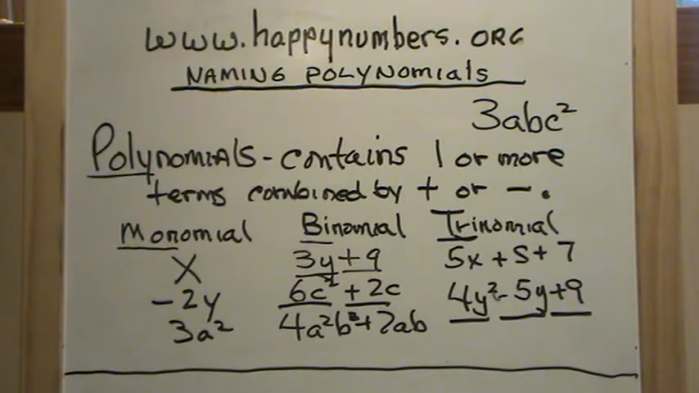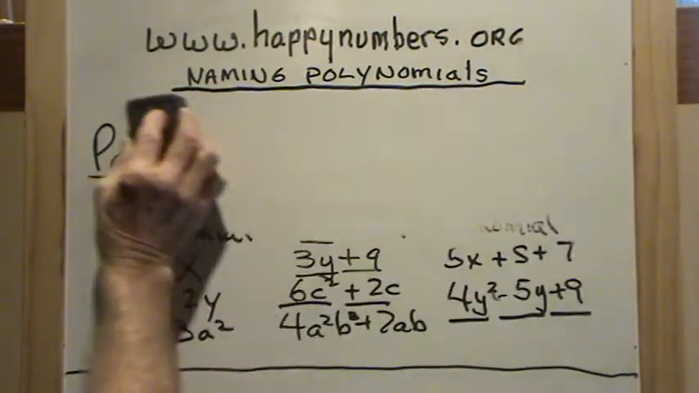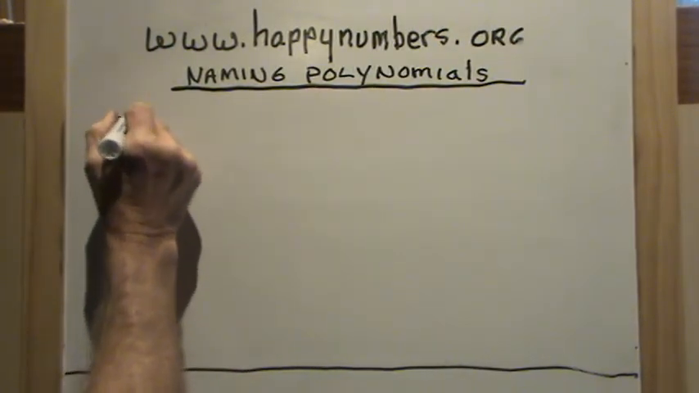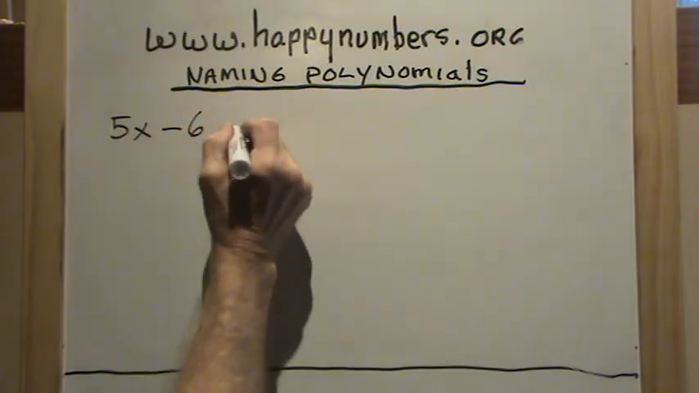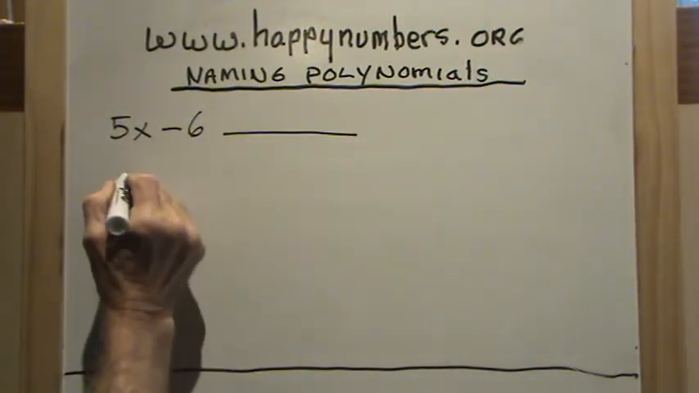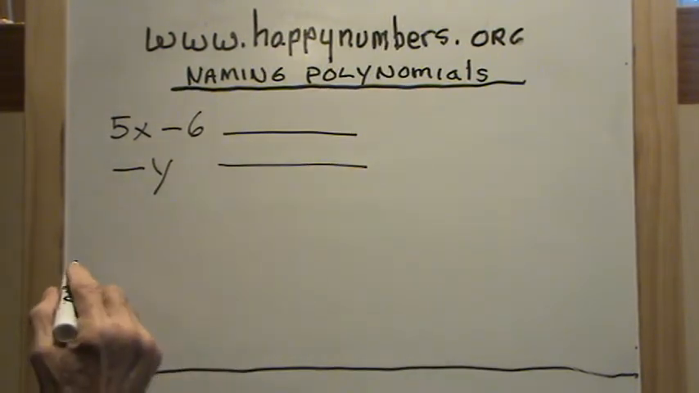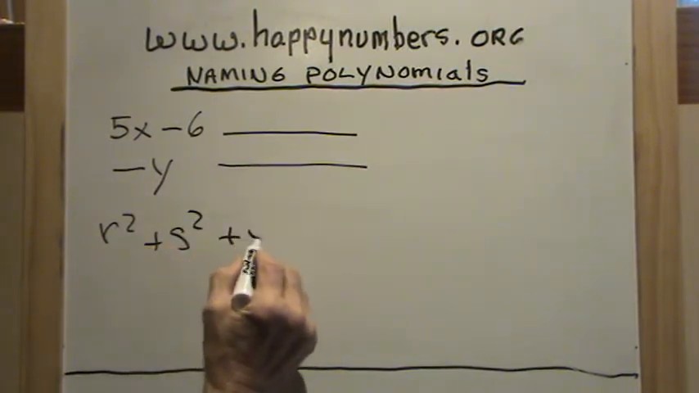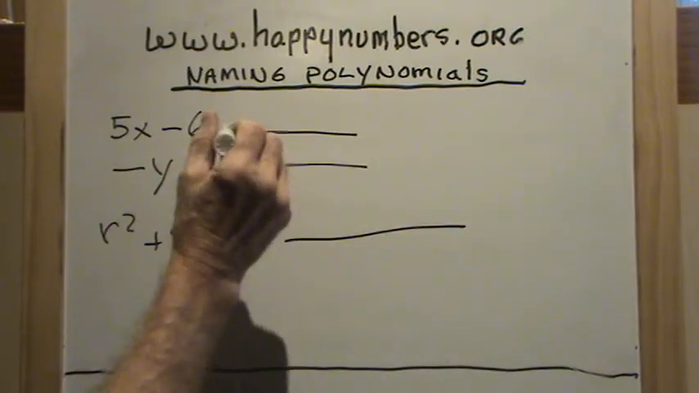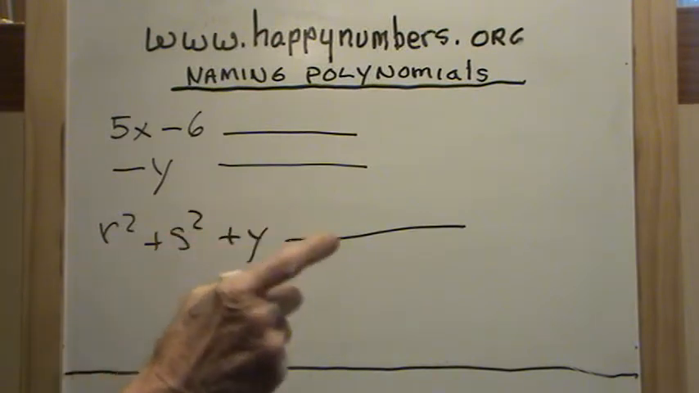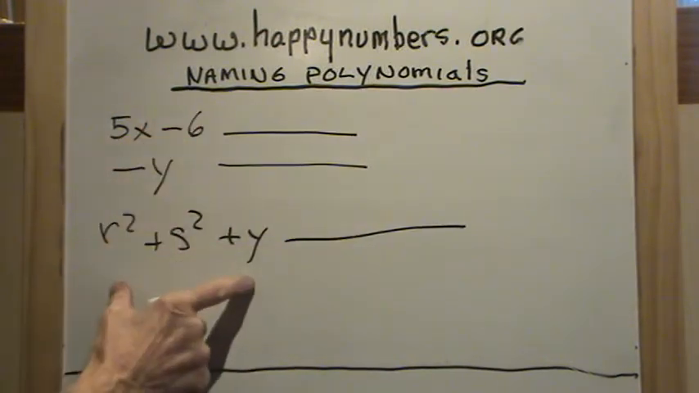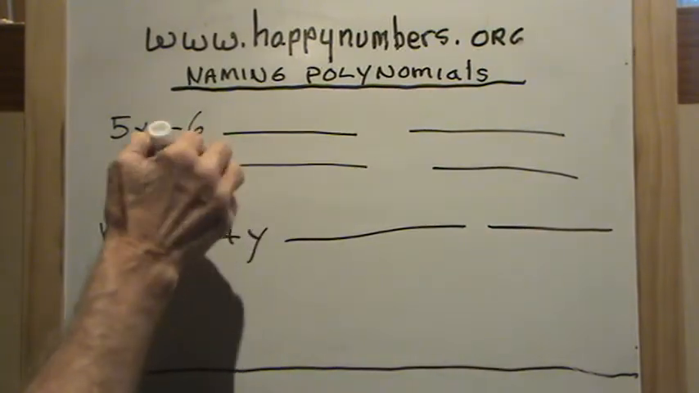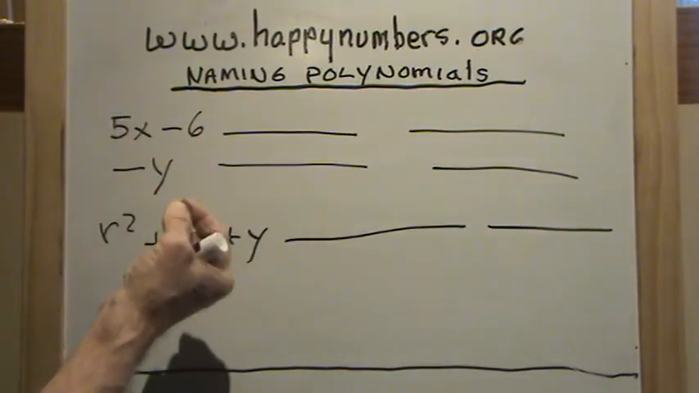Good. Well, let me give you some problems here. I'm going to erase this whole thing because I want some board to work with. So I'm going to put up some. Let's put this. Okay, what I want you to do, I'm going to ask you to put your DVD on pause, but just hold it for a second. I want you to copy these down, and then in your notebook, I want you to write down whether this is a monomial, binomial, or trinomial.